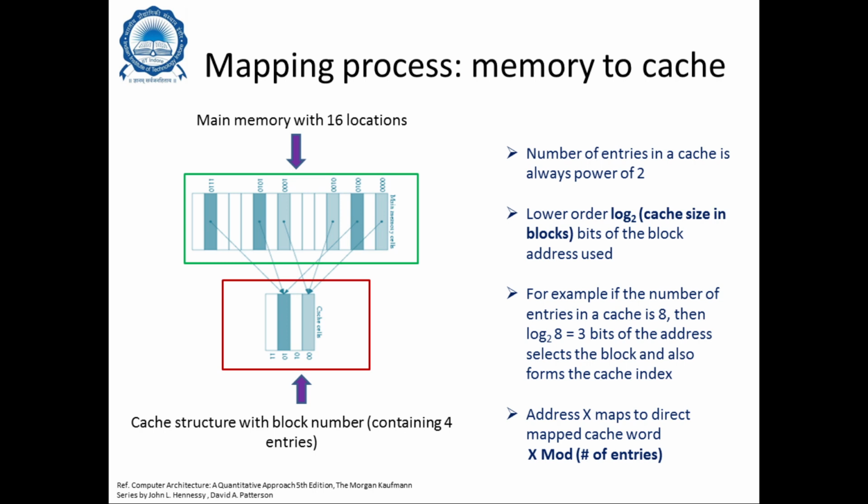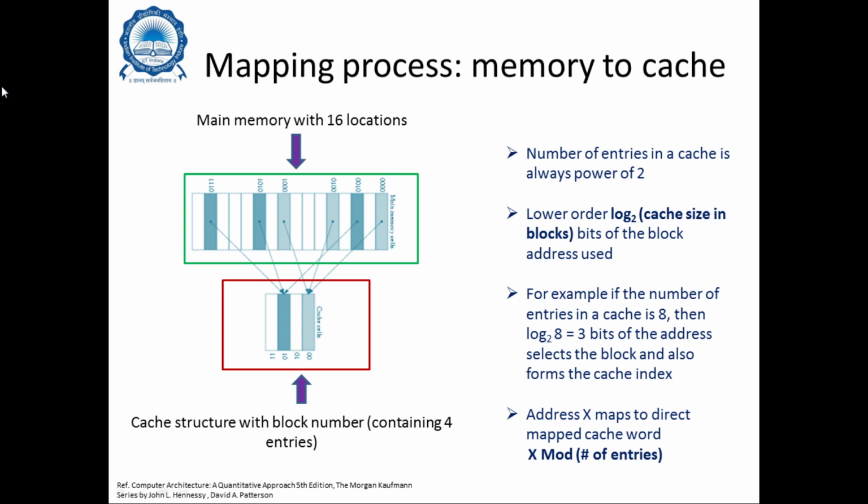Okay, so the lower order 2 bits are 01, and therefore 01 is mapped here into the blue bar that you see here. Then you have 0010, the lower order is again 00, 2 bits, so that is again mapped to the first location in the cache architecture. So you see that a number of memory locations are mapping onto the cache architecture.